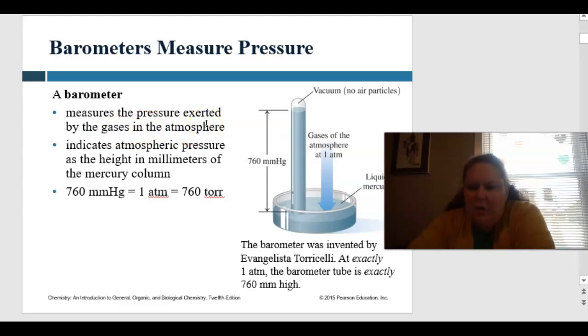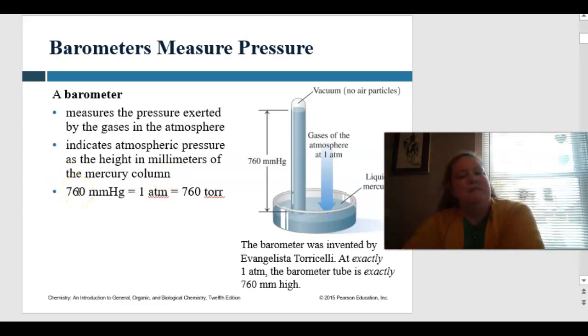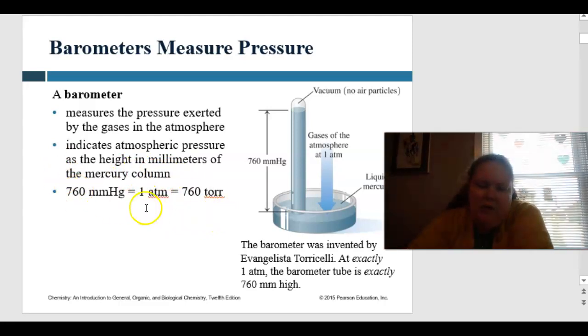I think you can go on the weather app and it'll actually tell you these. This is measuring the pressure that's exerted by the gases in the atmosphere, and this indicates the atmospheric pressure as the height in millimeters of mercury in the column. So here's a standard conversion. 760 millimeters of mercury is equated to 1 atmosphere of pressure, or 760 torr.